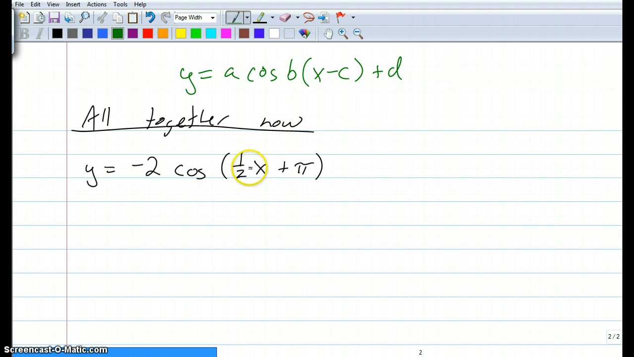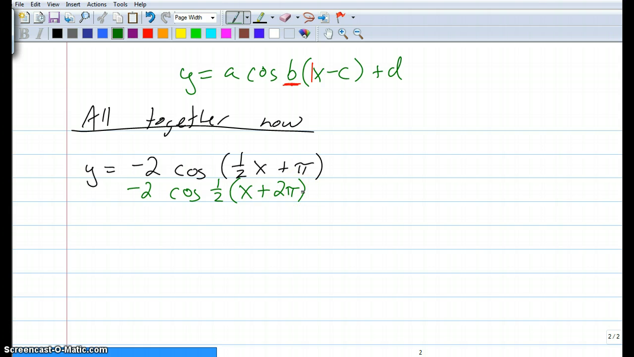How is this different than this? Here, the coefficient in front of x is 1 because b is outside. So let's change this so it's in this form where b is outside of the parentheses. In this case, that would be -2 times the cosine. We're going to factor out the leading coefficient, which is 1/2. And what's going to be left inside the parentheses? Well, it's going to be x plus pi divided by 1/2. What's pi divided by 1/2? It would be 2 pi.